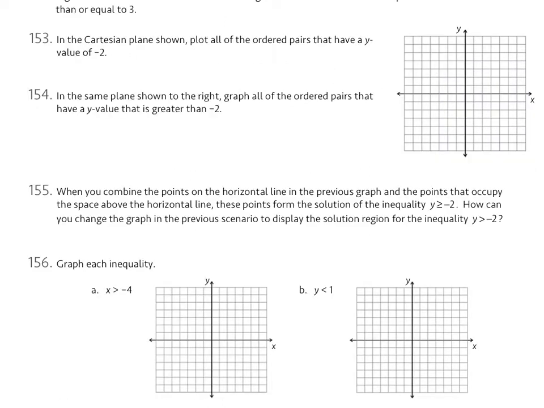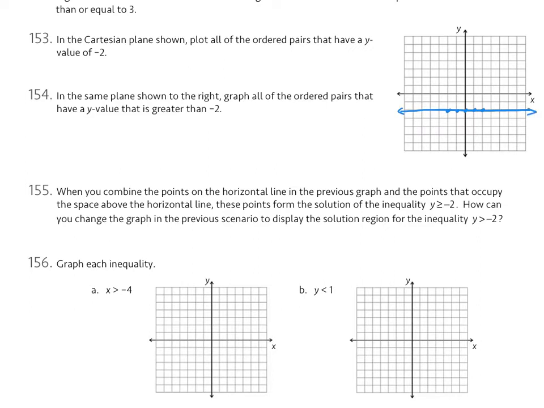153. In the Cartesian plane, plot all of the ordered pairs that have a y value of -2. (0, -2), (1, -2), (2, -2), (-1, -2), (-2, -2), and any point on this blue line that is horizontal.